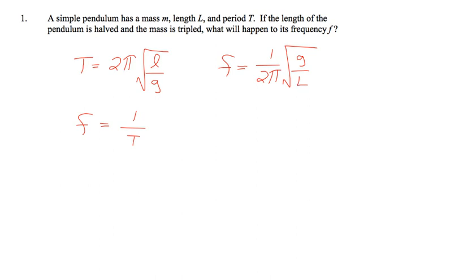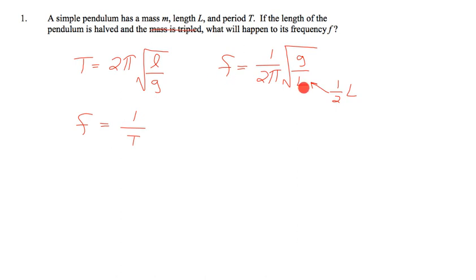So that's my equation. Now it says the length of the pendulum is halved and the mass is tripled. Well, the mass being tripled is not going to affect the frequency. But the length, if it's halved, becomes 1/2 L, so let's see how that affects it. If this was 4 times bigger, then the square root of 4 is 2, and I would double the frequency.